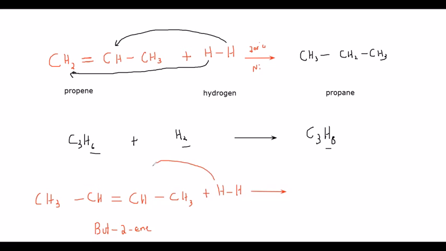So hydrogen will be added. What will form? It will form CH3, CH2, CH2, CH3. What is the final name of the product? Butane.